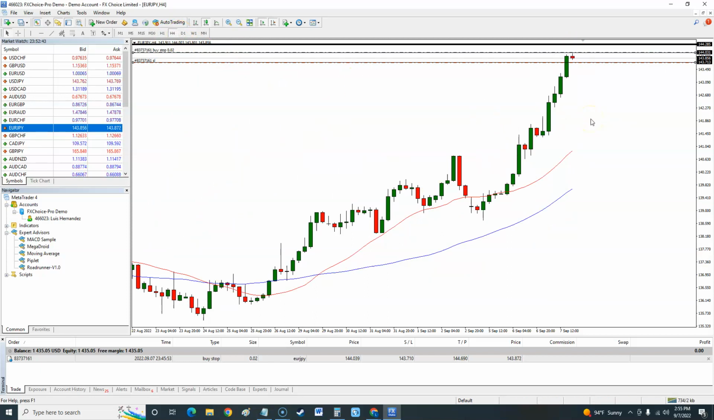I need to set up the app on my phone. You could do that if you download the, I think it's MQ4 app on your phone. You can go ahead and check it out.